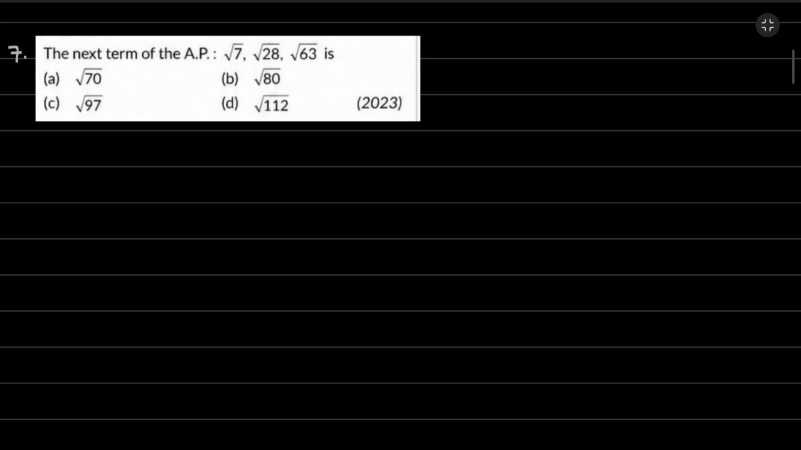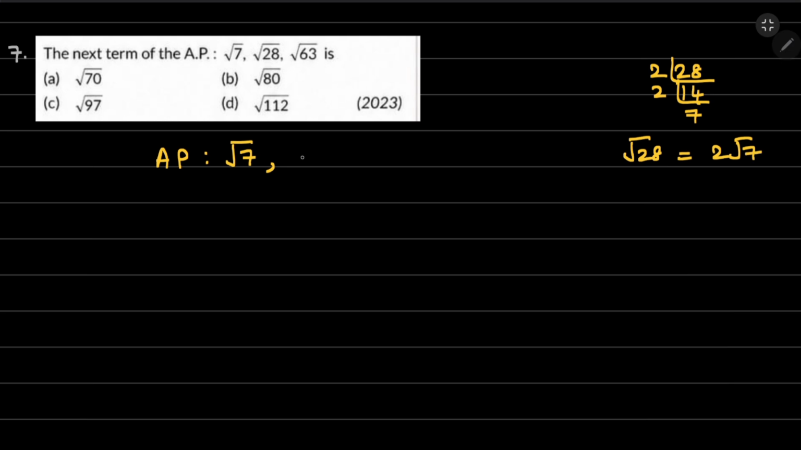You have to find the next term of the AP. The AP is defined as root 7, root 28. If you take the factorization of root 28, 2 ones are 2, 2 fours are 8. Again, if you take 14, 2 sevens are 14. So root 28 can be written as 2 root 7. In place of root 28, I'm going to write 2 root 7.